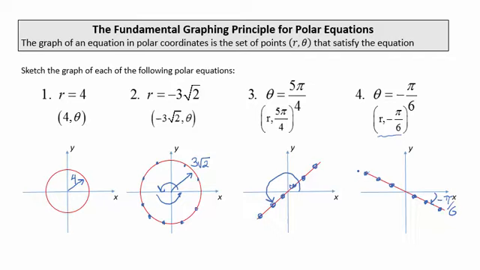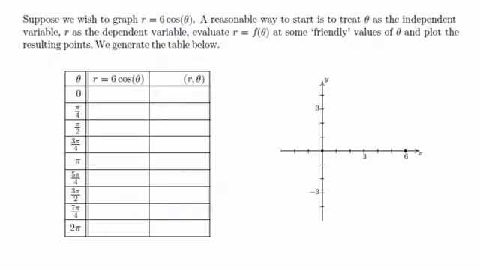Let's look at a more interesting example. Suppose we wish to graph the equation r equals 6 cosine of theta. A reasonable way to start is to treat theta as the independent variable, r as the dependent variable, and evaluate f of theta at some friendly values of theta, and then plot them in the plane. We can generate the table below.